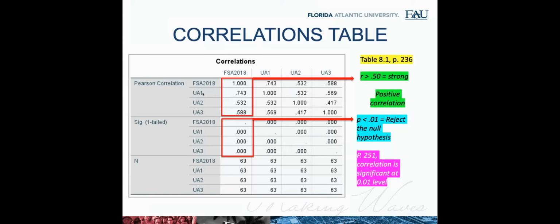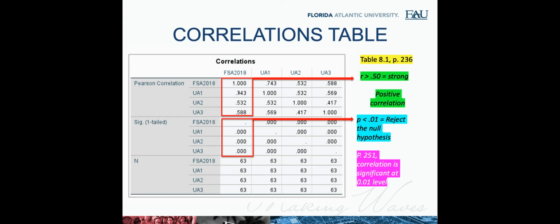So our correlation value, Pearson's r for UA1, is 0.743. And so I know based off table 8.1, page 236, that a 0.73 is greater than 0.5, which means that UA1 has a strong correlation to FSA 2018. I know that it's also a positive correlation, and the reason that I know that it's a positive correlation is because there's no negative number in front of it.